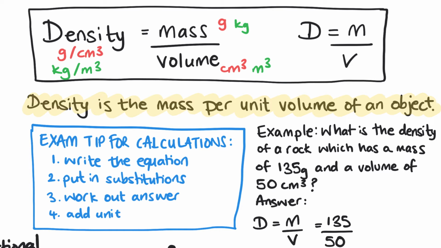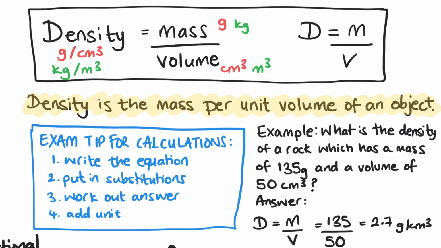Now we're on step 3, work out the answer. Typing that into a calculator, 135 divided by 50 gives us an answer of 2.7. And the final step, adding on a unit. Well, since the mass was in grams and the volume was in centimetres cubed, then our unit is grams per centimetre cubed. We'll look at some other examples shortly.